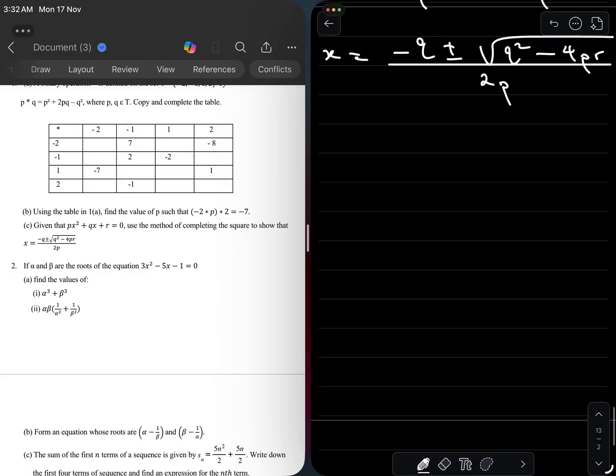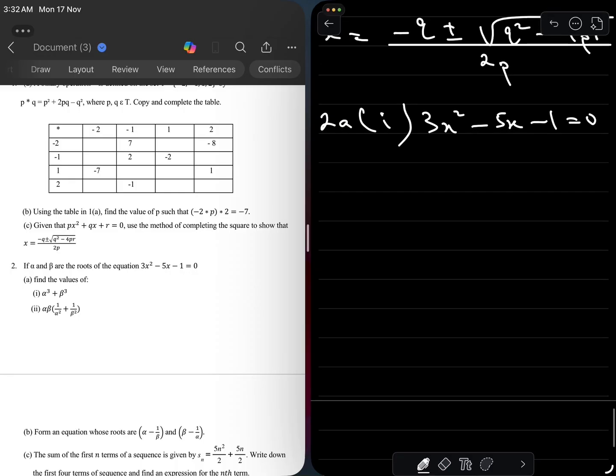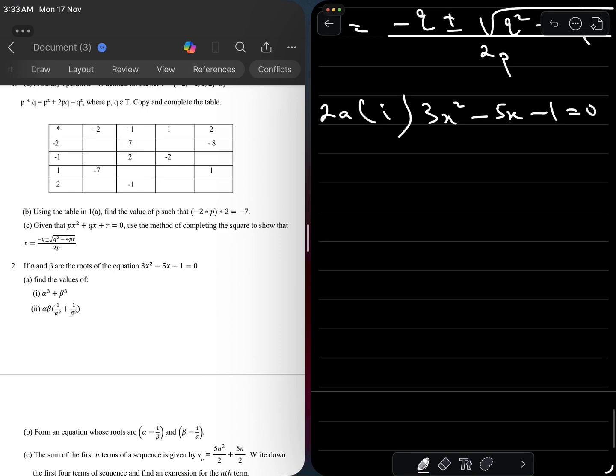Now we go to number 2. Question 2a, Roman figure 1. If alpha and beta are the roots of the equation 3x squared minus 5x minus 1 equals 0, find the values of Roman figure 1, alpha cubed plus beta cubed, and Roman figure 2, alpha beta into bracket 1 over alpha squared plus 1 over beta squared. So we are doing Roman figure 1 first.